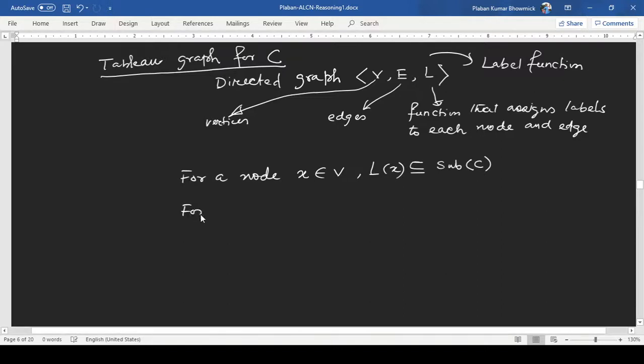And for every edge xy belonging to E, the L of xy will be equal to R, right? And what is R? Which connects x to y, right?